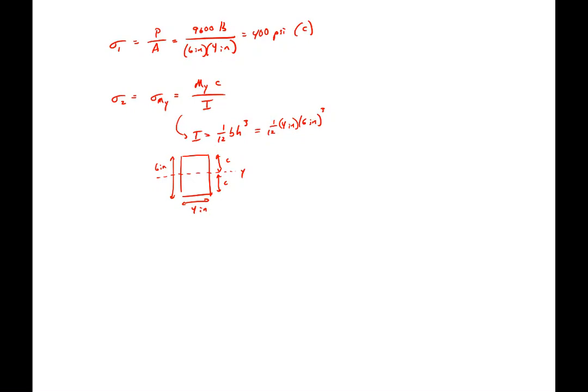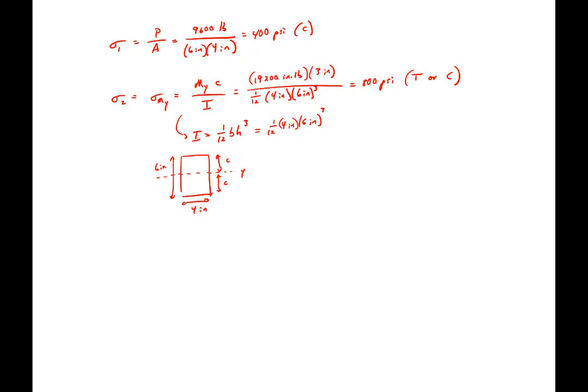So let's put those numbers in. My my is 19,200 inch-pounds. My C is 3 inches, and my I is this 1/12 base times height cubed, which is going to give me 800 psi. And that 800 psi could be in tension or compression, depending on which side of the axis I'm on.